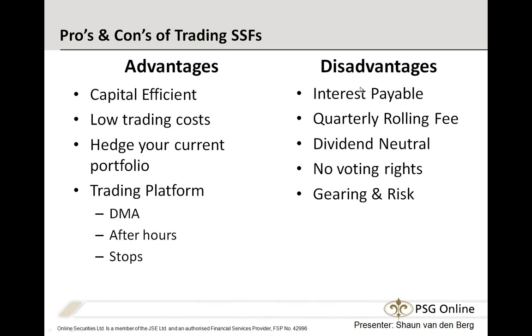On the disadvantage side, yes, you're borrowing money, so yes, there's interest payable. But I always believe that you're using other people's money and it's still worthwhile. Just understand that there is a quarterly rolling fee, 0.25% of the exposure. So remember, if you're going to pay that every quarter, that's 1% additional cost every year. Remember, you're trading dividend neutral contracts, not actually getting the dividend.